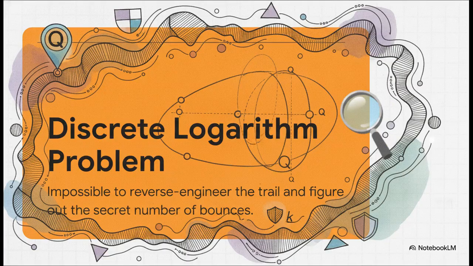And here is exactly why this specific terrain was chosen. In math, it's called the elliptic curve discrete logarithm problem. Because of the incredibly treacherous, wildly complex geometry of this curve, anyone in the world can see your final destination point Q, but it is mathematically impossible for them to work backward. They literally cannot reverse engineer the trail to figure out exactly how many times you bounced to get there. The journey, K, remains totally 100% hidden.